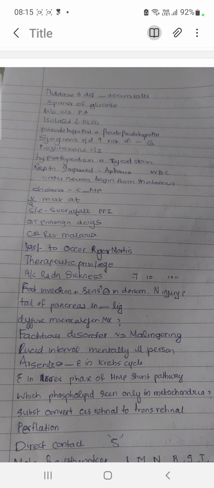Sucralfate, what is the side effect, and what is the side effect of proton pump inhibitor? So proton pump inhibitor means it is not creating the acidic medium, so bacteria can grow. It can lead to impaired absorption of calcium, bone fracture. Vitamin B12 deficiency can cause megaloblastic anemia.